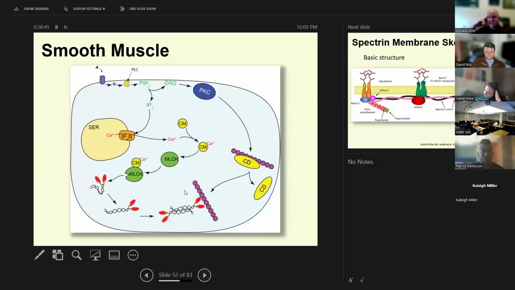So you can see why this takes so much longer to contract. With skeletal and cardiac, you open those ryanodine receptors, calcium goes right on the contractile apparatus, which is all ready to go, and it contracts. Here, you've got a whole bunch of enzymatic reactions that have to happen. Remember, phosphorylation takes a little bit of time, right? So this is a much slower mechanism than the other. But once it contracts, then it can hold on almost like a rigor state without using any ATP. So it can hold a lot of tension without having to burn ATP.